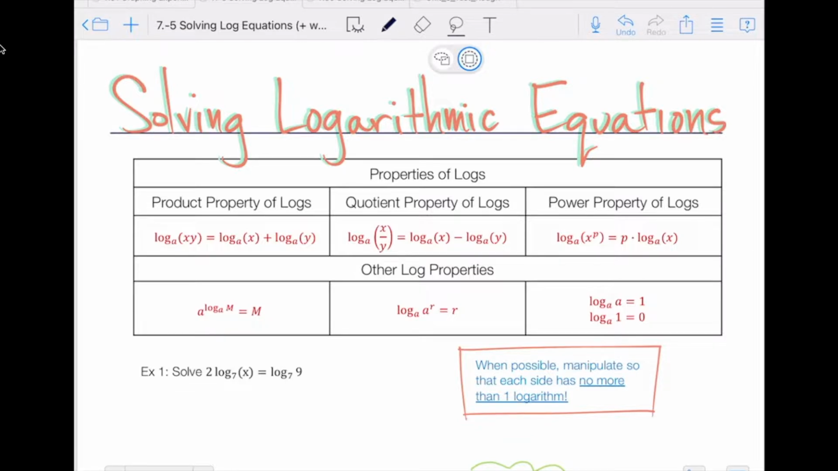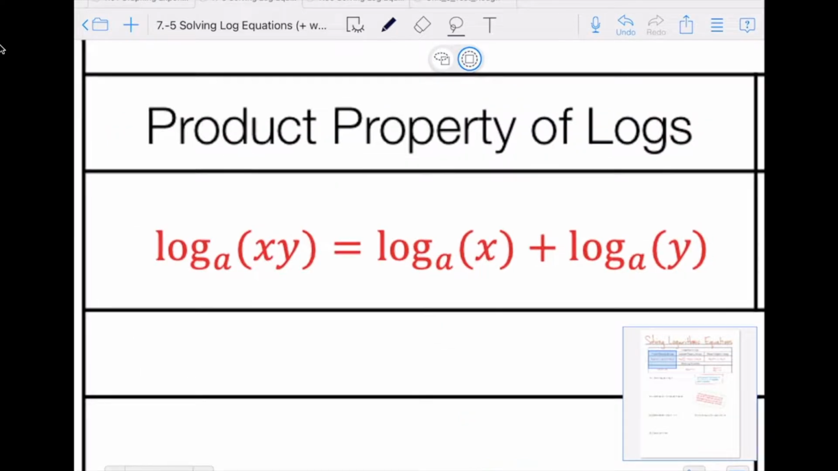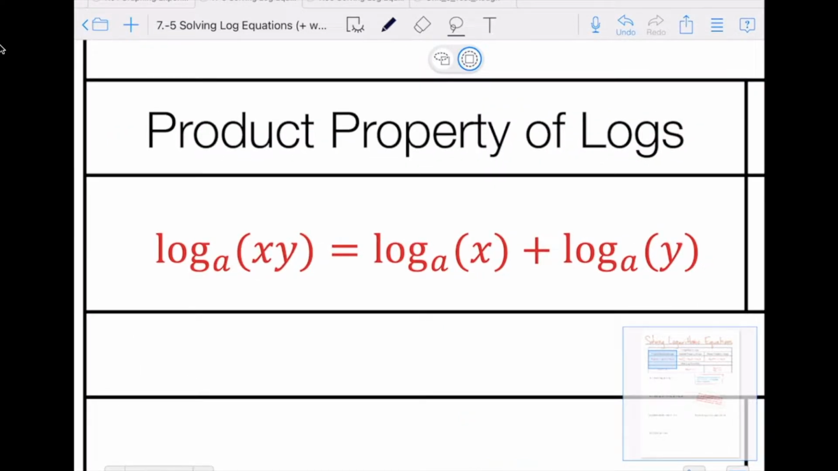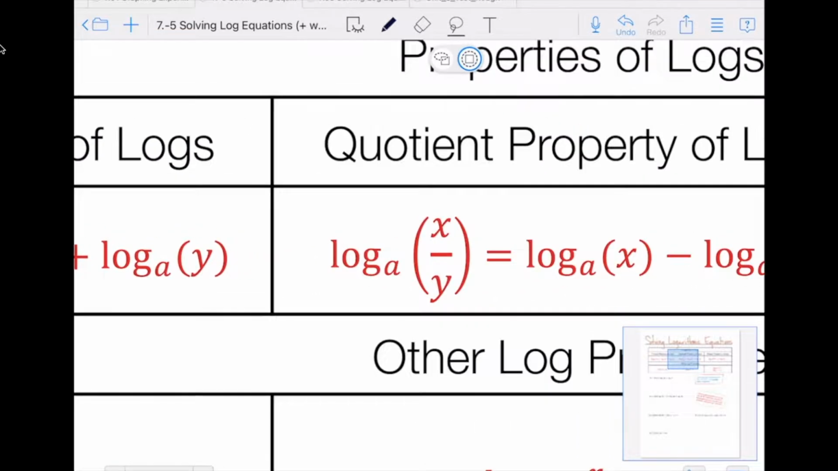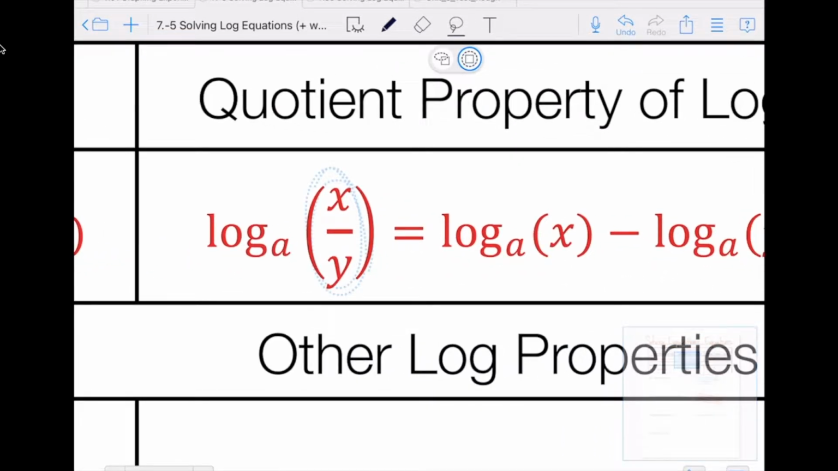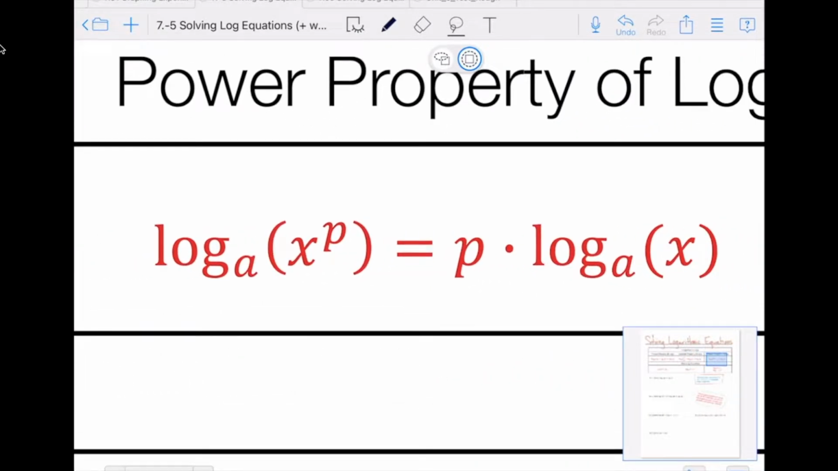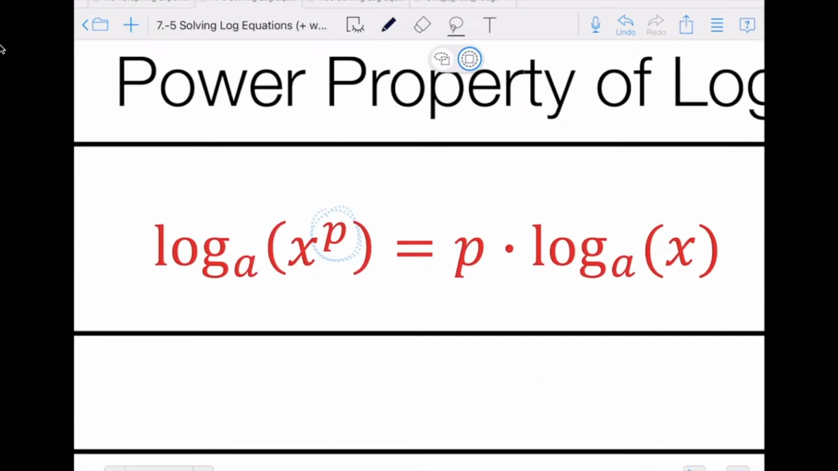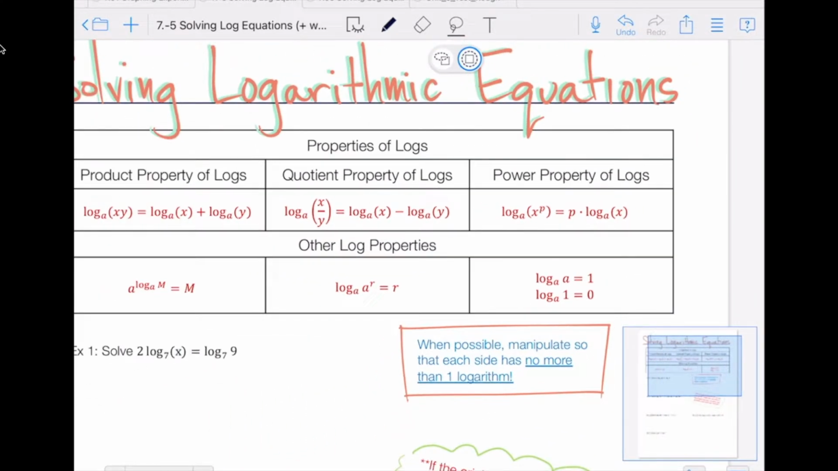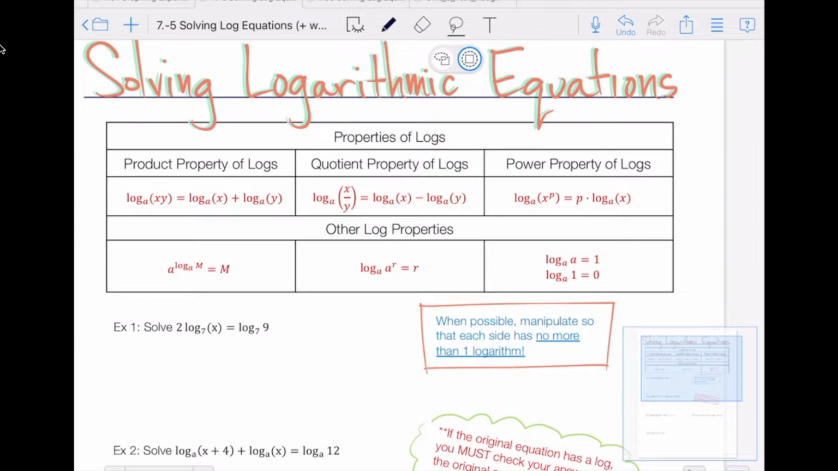So I've added the properties of logs to the top of your notes page. Remember from last lesson that when we're multiplying powers, the exponents get added. Here, when we're dividing powers, the exponents get subtracted. Here, if we're raising a power to an exponent, then we multiply exponents. So keep those in mind because we'll still be using those. And then there's some other log properties at the bottom.